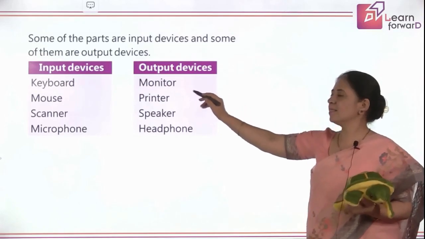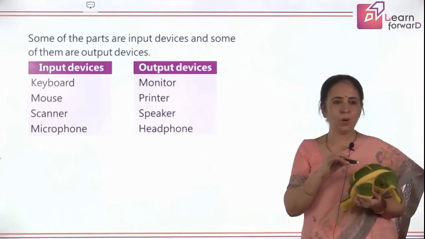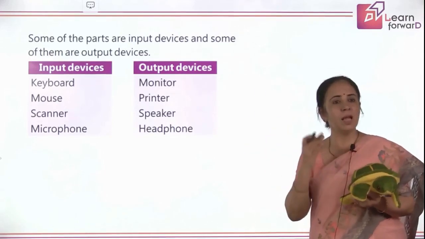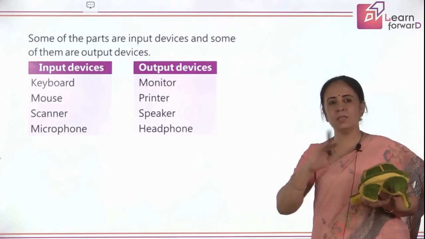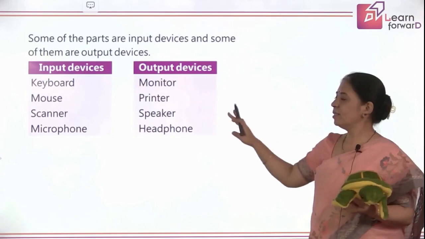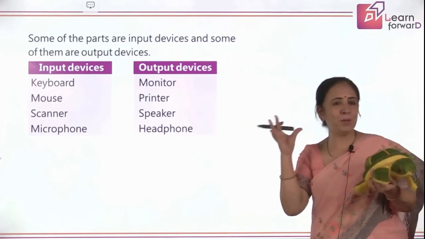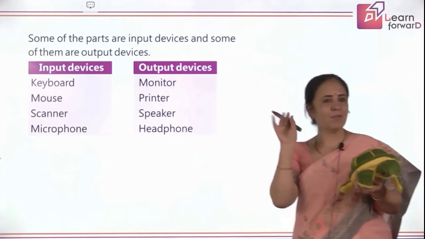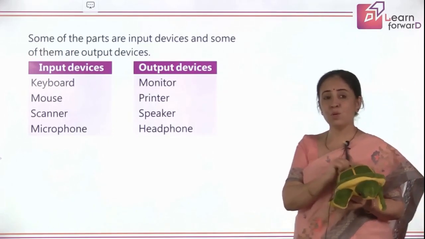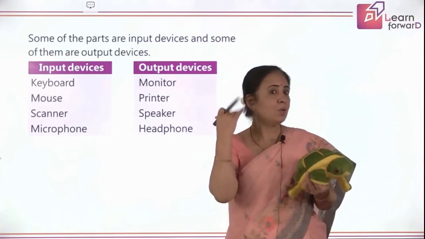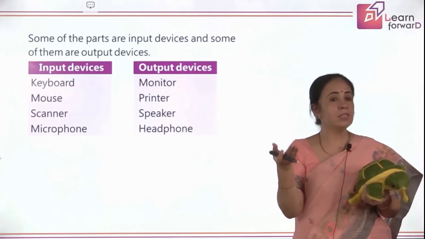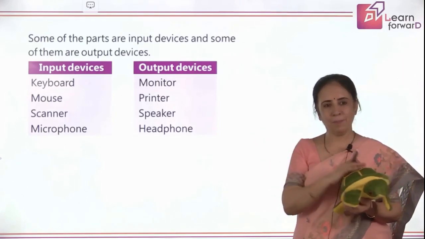Output devices include the monitor, where you get the output on the screen of the computer. Then we have the printer. The printer helps you to get the result on paper, that is called the hard copy, right. And the speaker, when you play music on the computer, you get the music from the speaker, that is another output device. And of course, headphones, you put on the headphones and you listen to the music. That is another form of output device which we use with our computers.